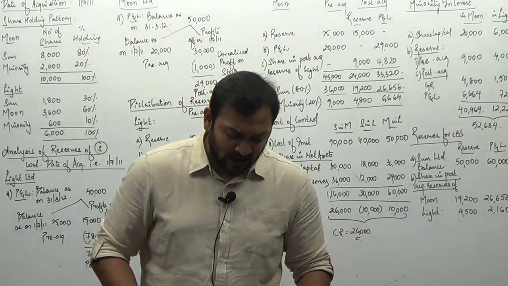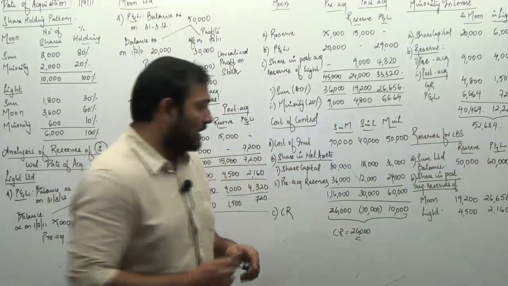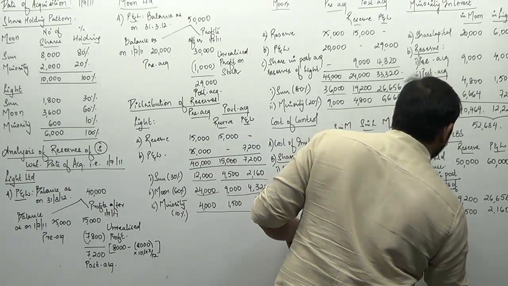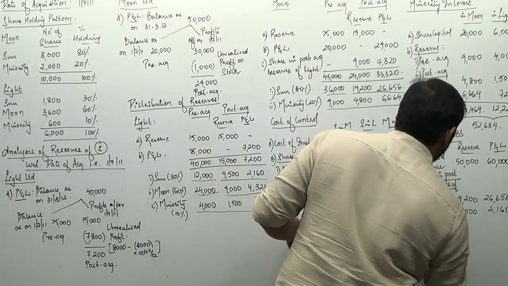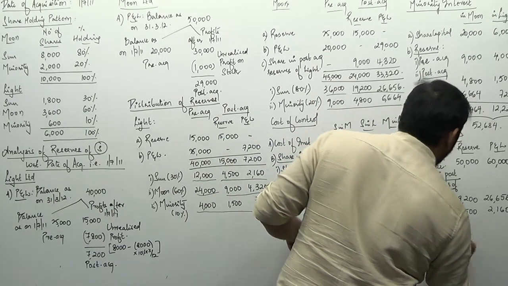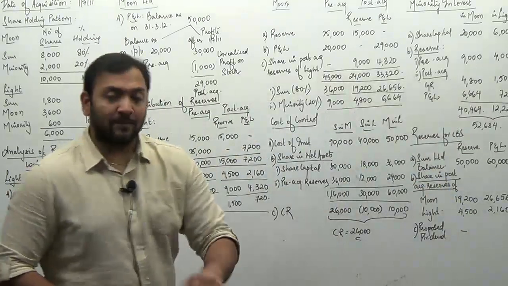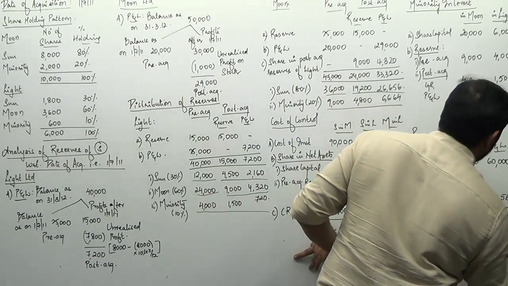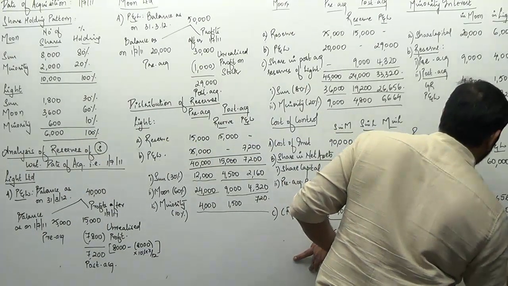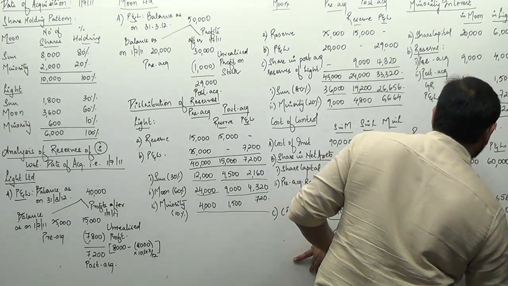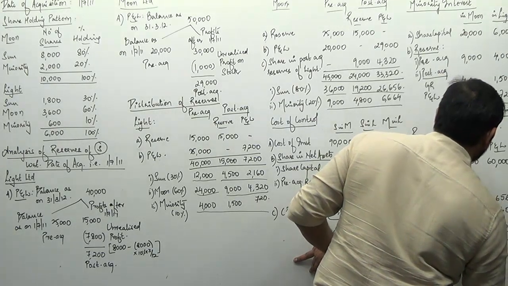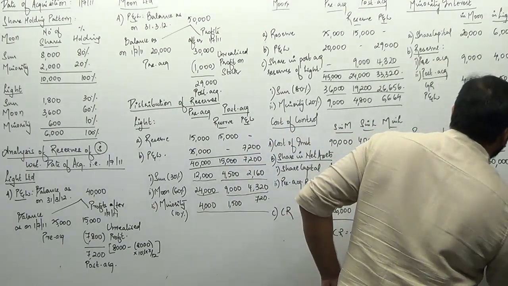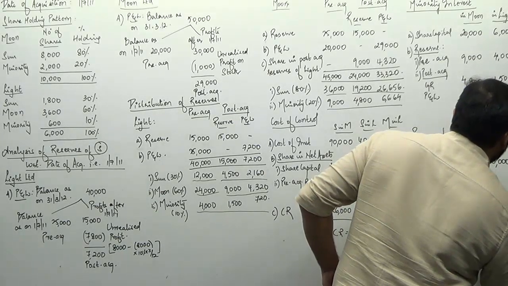That's it guys, there's no adjustment regarding any other item here except for dividend. Last adjustment. Dividend proposed is 10% of share capital, 1,50,000, that is 15,000. Now strike totals. General reserve is 73,700. P&L is 73,816.